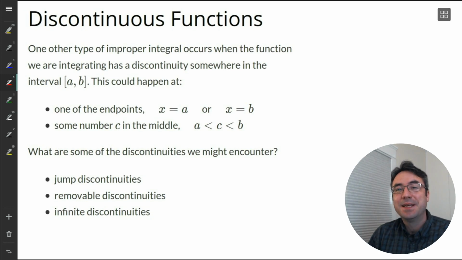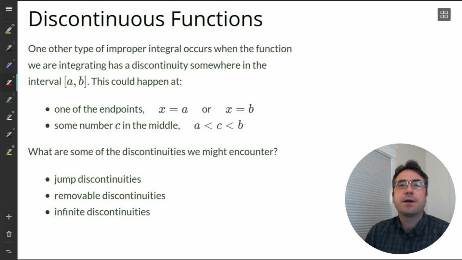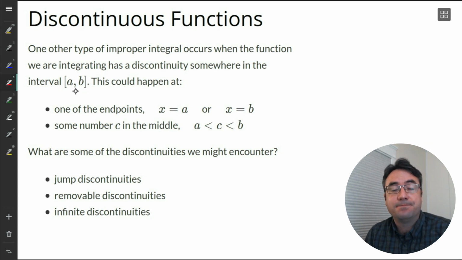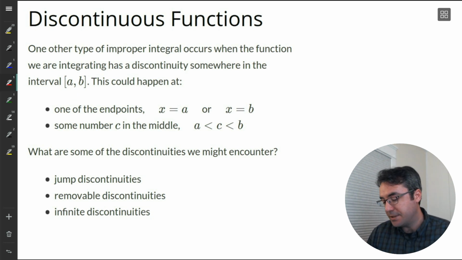All right, welcome everyone. Today we're going to consider one other type of improper integral, and that's where we have a discontinuous function. So the function we're trying to integrate has a discontinuity somewhere on the interval that we're trying to integrate over. So this could happen in a few places. It could happen at one of our endpoints, so it might happen at x equals a or x equals b, or it might just happen somewhere in the middle, so some number c in between a and b.